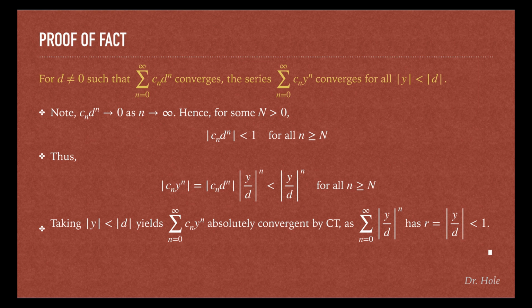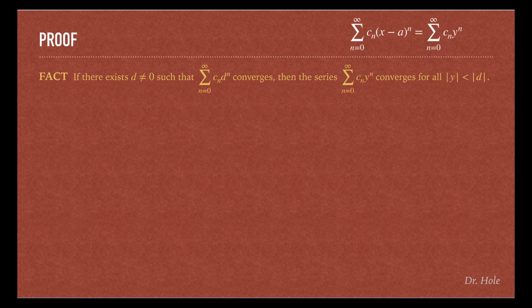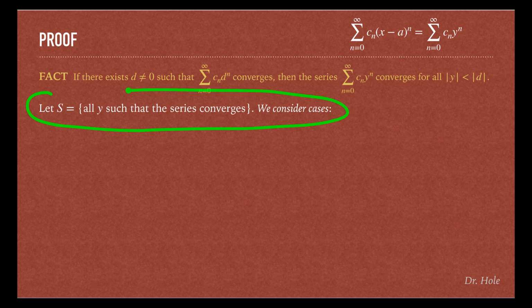Nice. That finishes the proof of the fact. Fantastic. We'll go back to the proof of the theorem. So now that we have the fact, let's start the proof, and we'll begin by saying that S is the set of all values y such that the series they define converges.